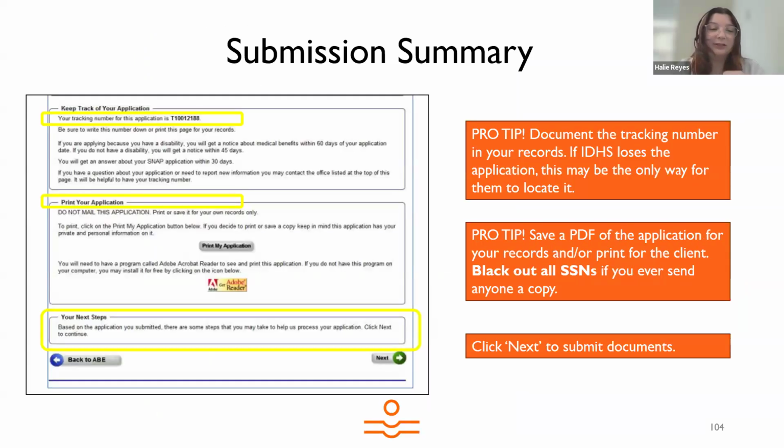Okay, next is the submission summary. So you'll have the T number, the tracking number at the top there. You'll also be able to print your application. And then at the bottom, you'll see next steps. So when you click next, you can go to the document submission part of the application and upload documents right away. If you have access to their Manage My Case, you can submit them at a later time as well. Details on that is in the document submission and Manage My Case PowerPoint in your toolkit.